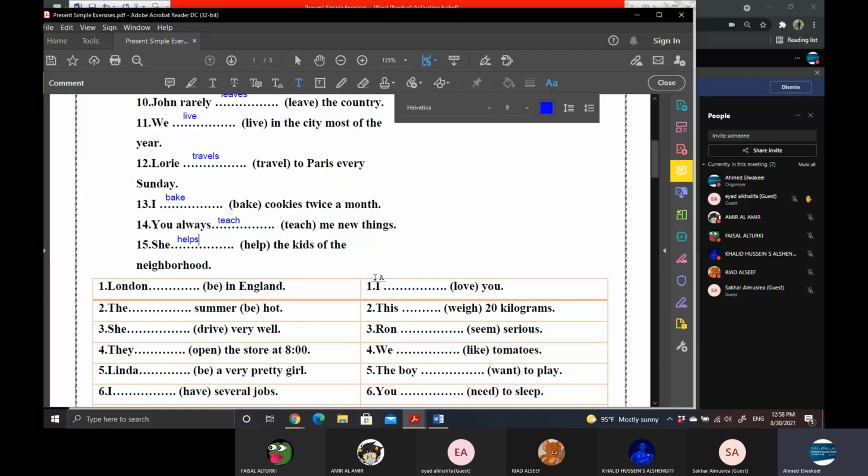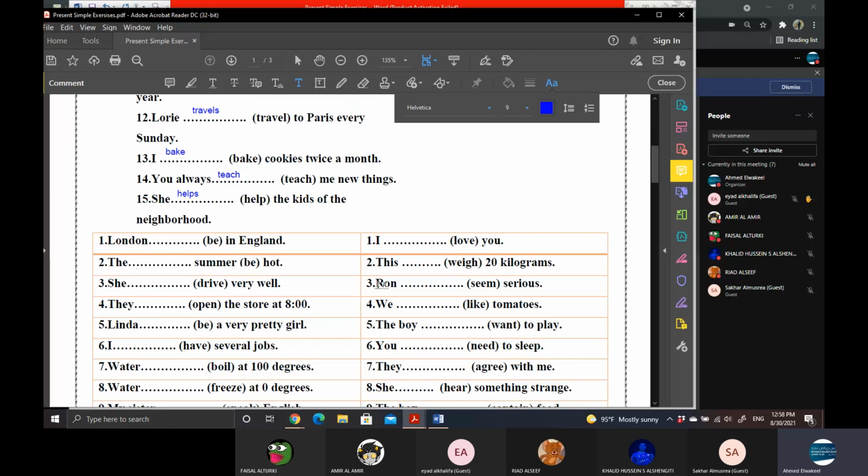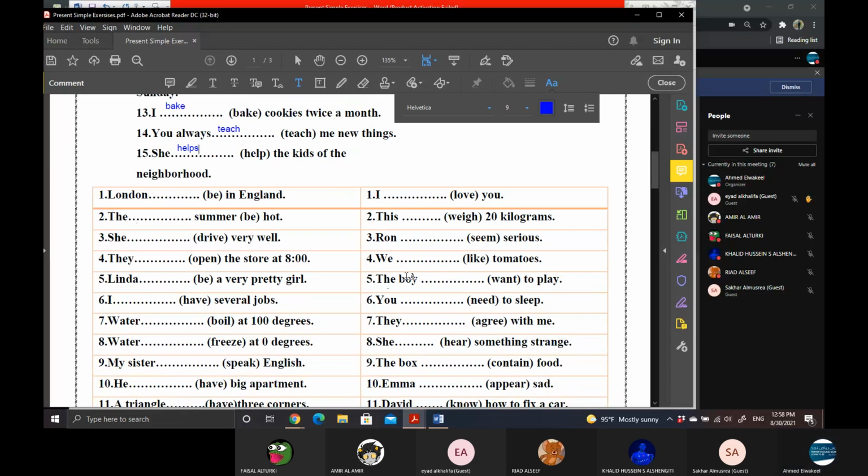Nice, guys. So once again, if you have a singular subject, we add s or es to the verb. If you have a plural one, we do not add anything. But sometimes we change the verb itself. Like in example number 1 here. London is in England. So London, yes, Iyad.